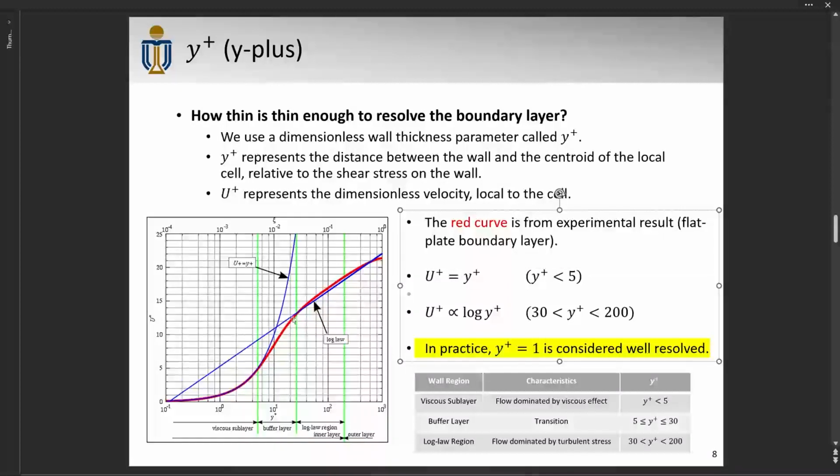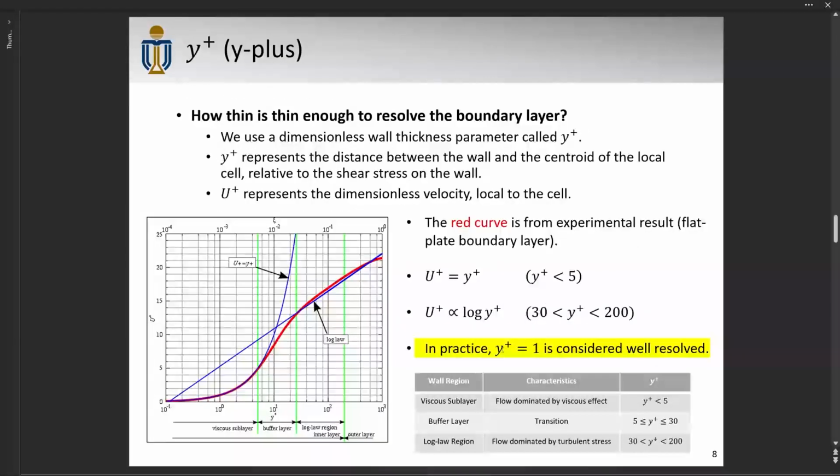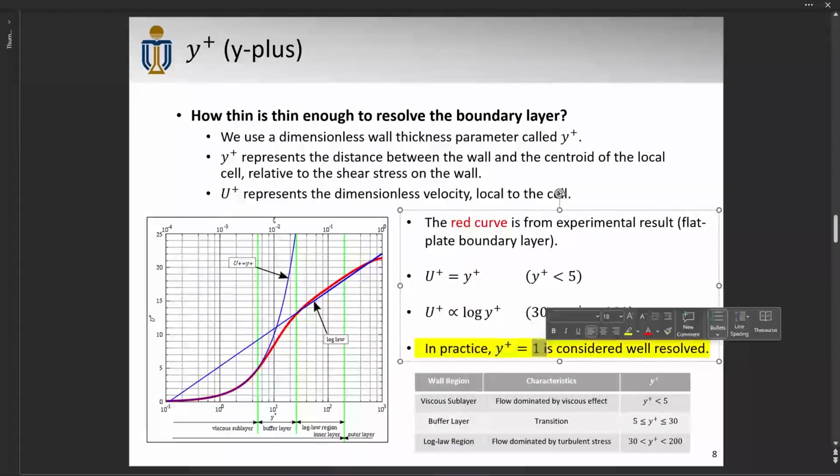Okay, so in practice, when you want to have a wall resolved mesh where you have a very nicely meshed boundary layer and you're just going to calculate everything, you generally want to have your y plus to be around 1, and we call that well resolved.